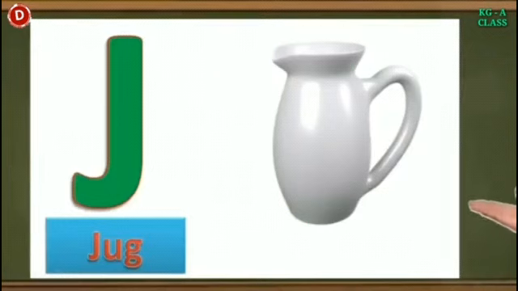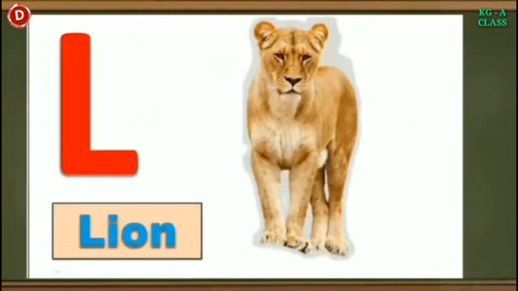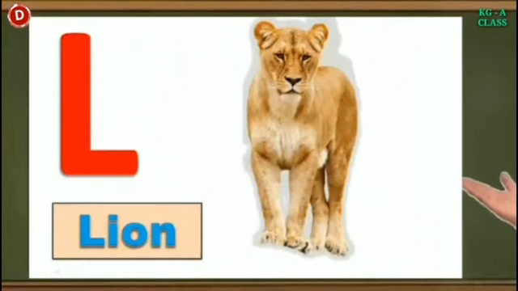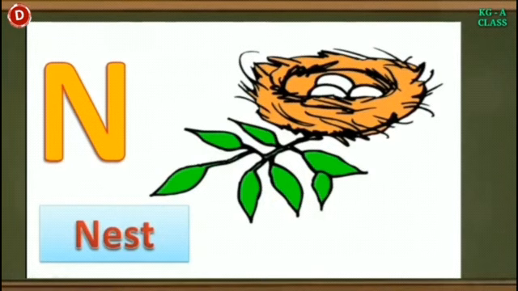Now comes J. J for jug. Children, after J, this is K. K for kite. Next letter is L. L for lion. Now comes M. M for mango. Summer is the season of mango. Now comes N. N for nest. The bird lives in a nest.